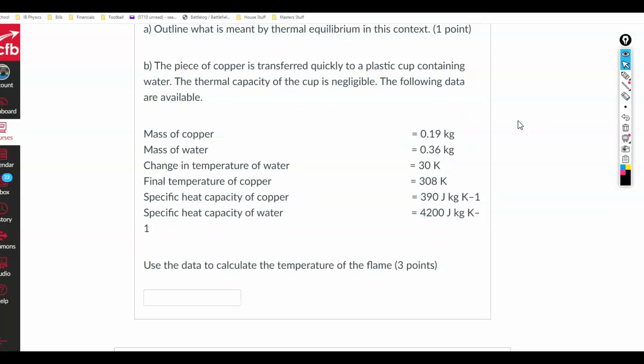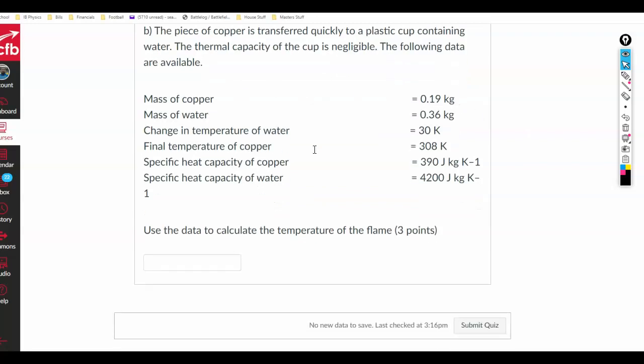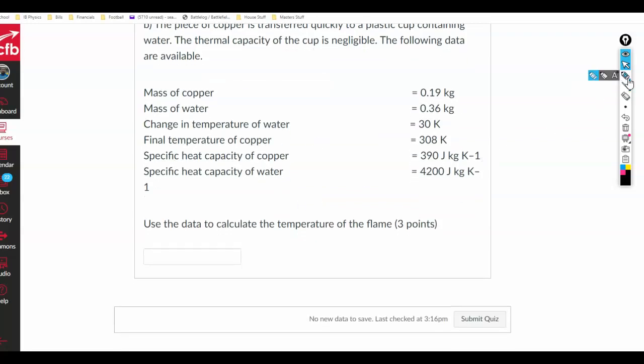For B, the piece of copper is transferred quickly to a plastic cup containing water, and they give you some information, and they ask you to find the temperature of the flame. A lot of people did pretty well on this question. This is a two-object problem that just involves the copper and the water, but it's a relatively simple one because there's no phase changes. So Q in equals minus Q out.